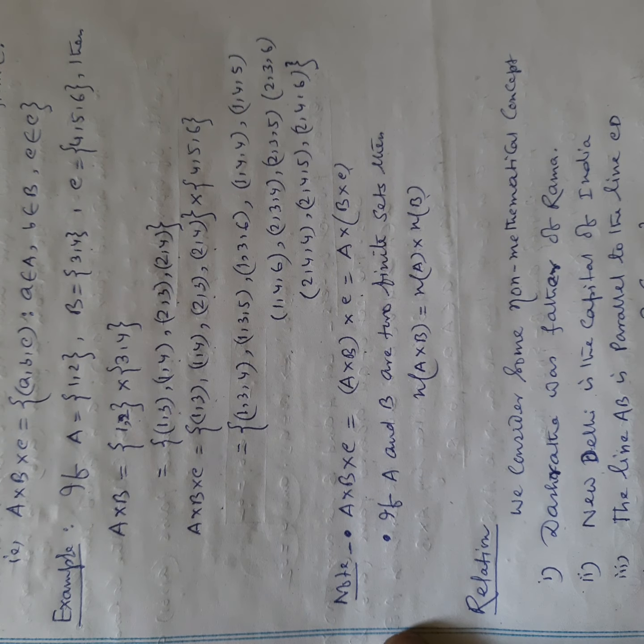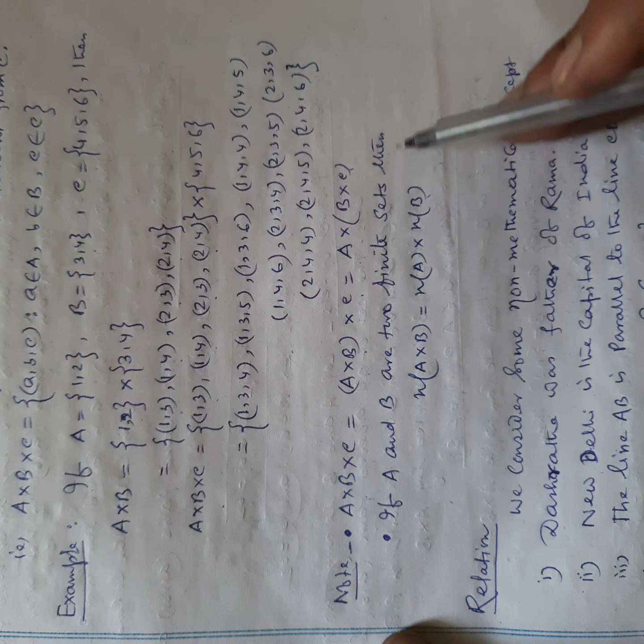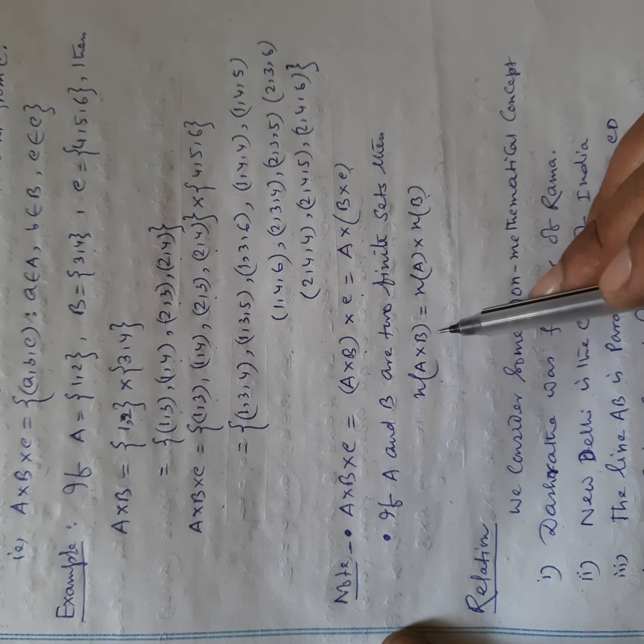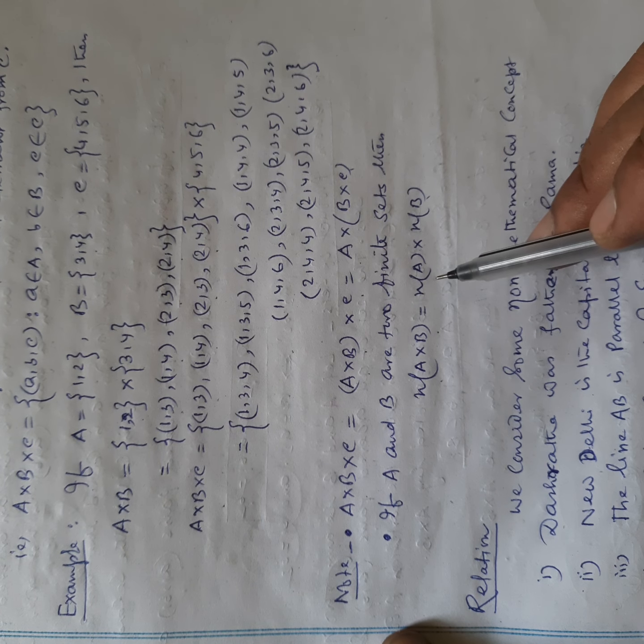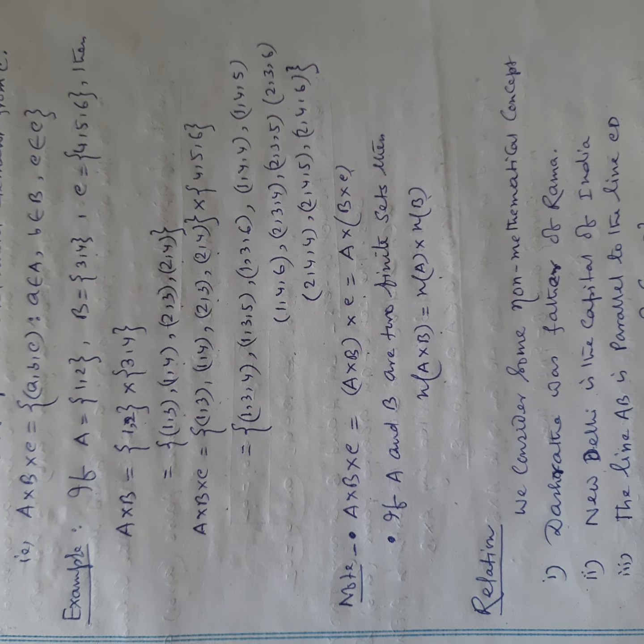If A and B are two finite sets, then the cardinal number of A cross B equals the cardinal number of A times the cardinal number of B.